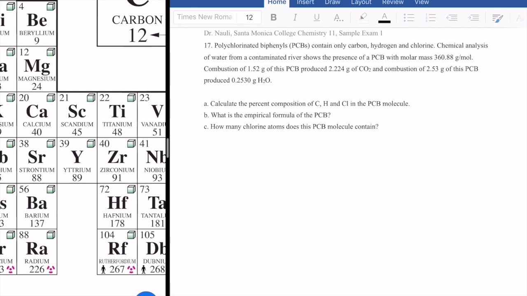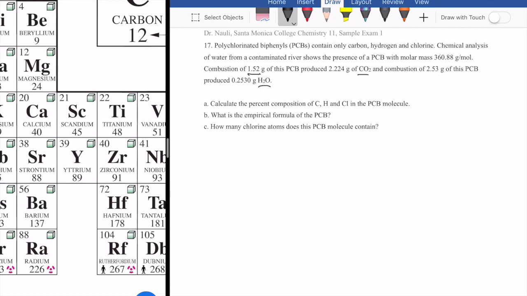Then combustion of 1.52 grams of the PCB produces 2.224 grams of CO2, and combustion of a different sample, 2.53 grams, produces 0.2530 grams of H2O. This is a combustion analysis question, except that they're giving you two different data sets. Usually in combustion analysis, they give you combustion of one compound and both the CO2 and the H2O in one combustion. But in this case, two different combustions are done, so one gives you the CO2 and the other gives you the H2O.